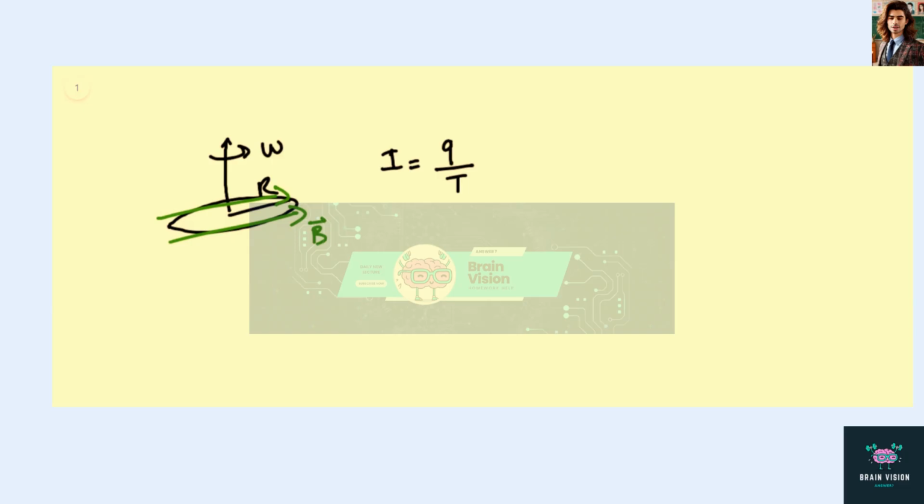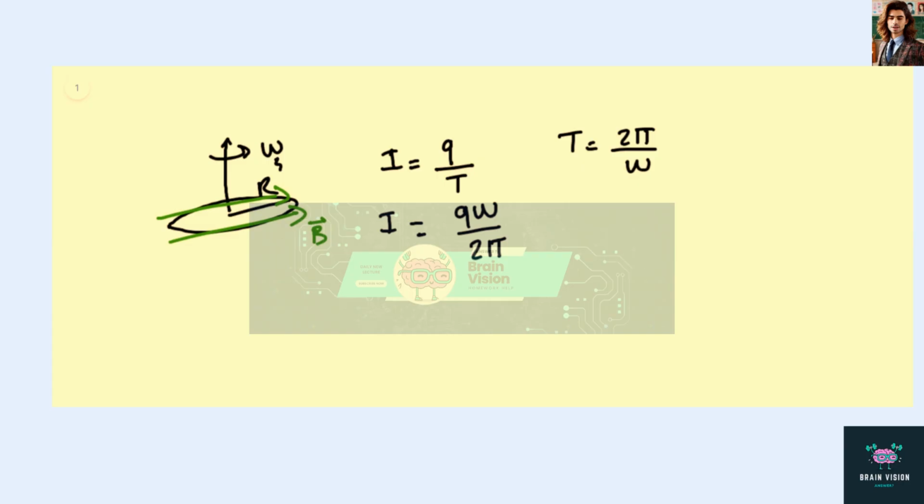So now let's try and relate this period to the angular velocity, because omega is what's given to us in the problem. As you know, the period is 2 pi over omega, right? So if we substitute 2 pi over omega for T, then we have Q omega over 2 pi for our current.